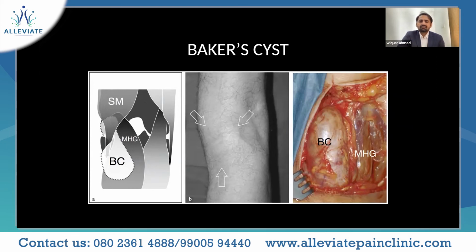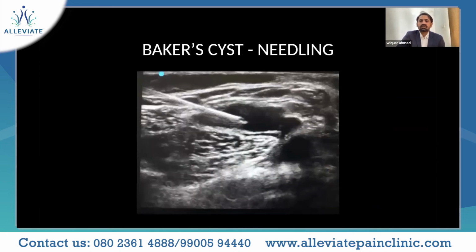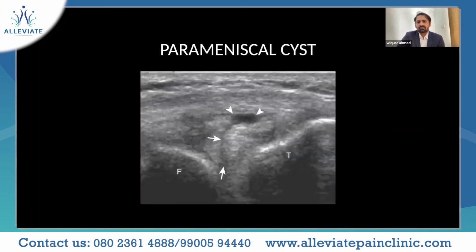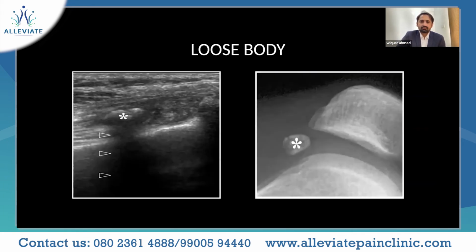In this, you will be visualizing it between your semimembranosus and the medial head of the gastrocnemius. This is a schematic drawing wherein you can see it. There will be a connection between that and the knee joint. This is an intervention for Baker's cyst. You can see the connection also there. A parameniscal cyst with a meniscal tear. You can see a vertical tear there with a small open head. The arrow heads point towards a parameniscal cyst.